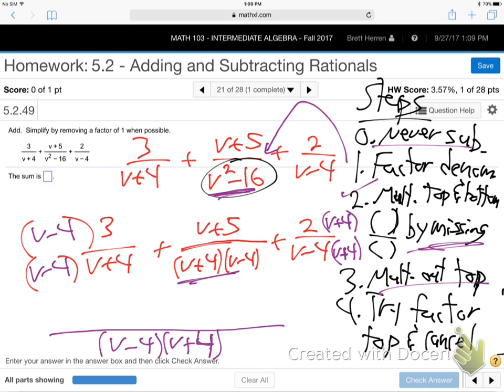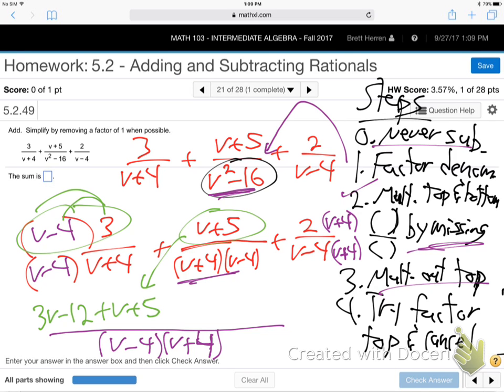Now we just start working with the top. And what do we do with the top? Just multiply out and gather like terms is all that we do on the top. So here we go. The 3 goes boom and boom: 3v minus 12. So there's that top. And in the middle, nothing going on there, so I'll just bring down the v plus 5. And the third one over here is going to distribute: 2v plus 8. Just like that. Is that all good? To there, we just multiplied out those tops.